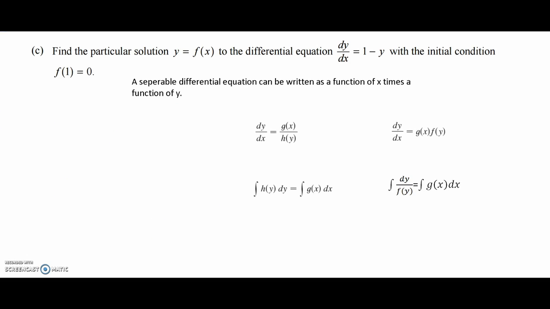So for part C, we're asked to find the particular solution y equals f of x to the differential equation dy over dx equals 1 minus y with the initial condition f of 1 equals 0. The differential equation is a separable differential equation because a separable differential equation can be written as a function of x times a function of y. Below are examples of separable differential equations, and we can see that the one given is a separable differential equation.